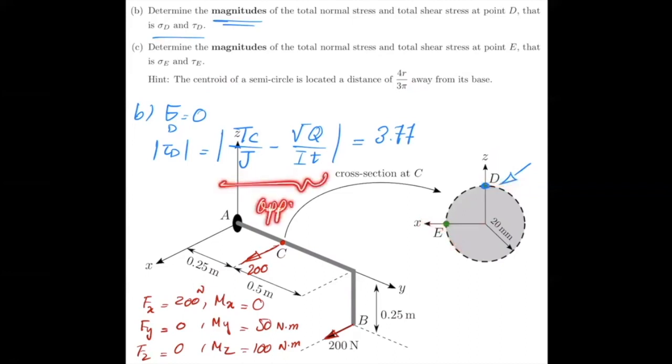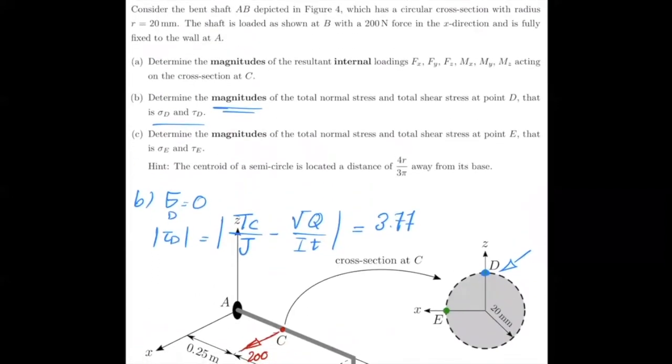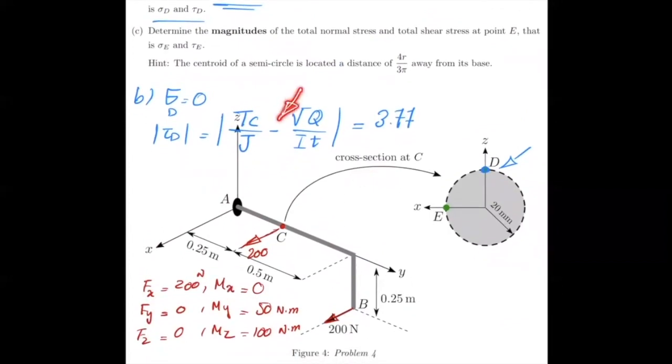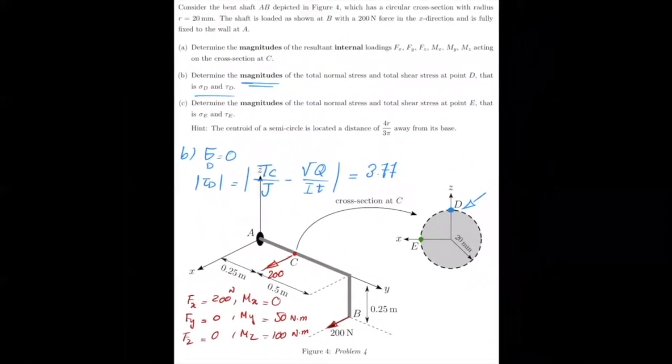Okay? You can imagine if the force that you had here was 200 in the opposite direction, you would need to add them. Okay? You should just pay attention to that. But here I wrote the magnitudes because it asks you only for the magnitudes. But when you want to calculate this, you need to pay attention to the signs. All right, so that's for point D.